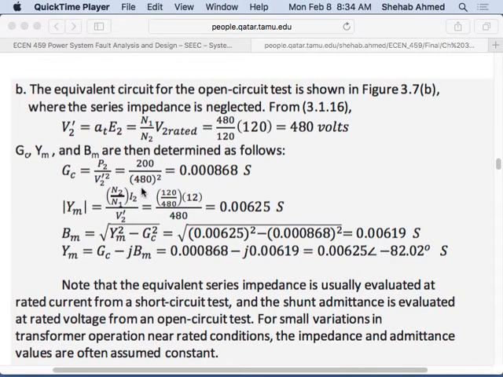Now for the shunt branch. For the shunt branch, I need to apply full voltage, right? Is it easier to apply it on the secondary or primary side? Secondary, because it's lower voltage, right? So I apply full voltage on the secondary side. This will be transferred to the primary side using the turns ratio. I have an ideal transformer.